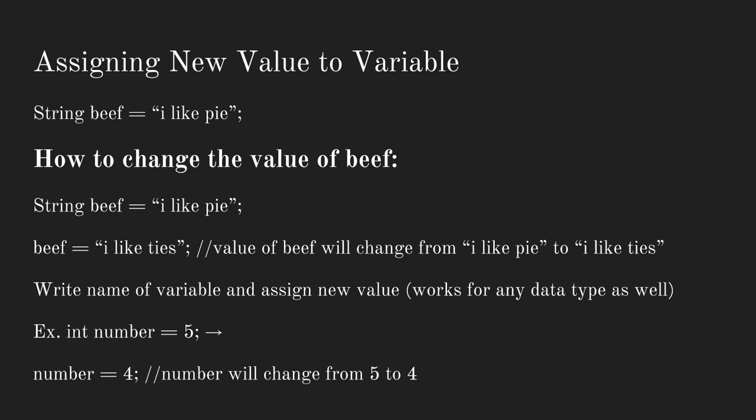Before we begin, let's go over a previous topic, which is variables, and how to assign a new value to a variable. Let's say that we initialized the variable beef to "I like pie." At any point, if you wanted to change the value of this string named beef, you're able to by first declaring and initializing the string, and then writing beef equals "I like ties," or whatever you want. You write the name of the variable, which is beef, and assign the new value "I like ties."